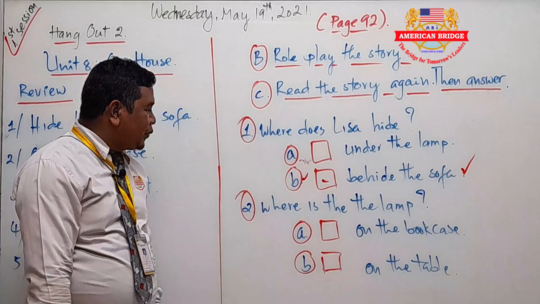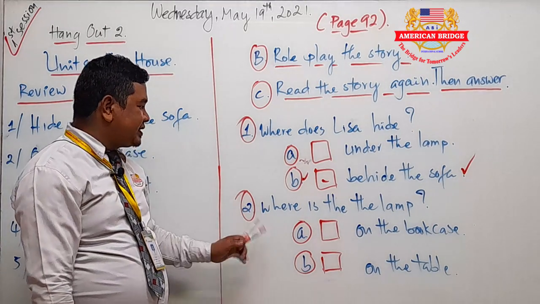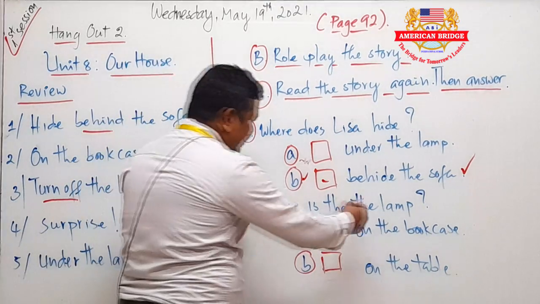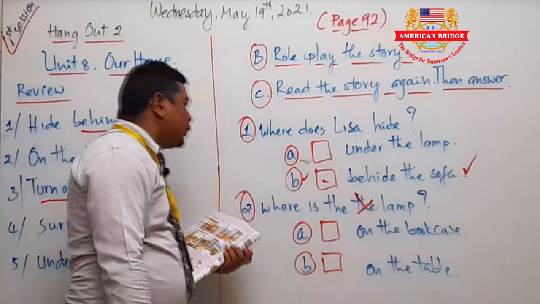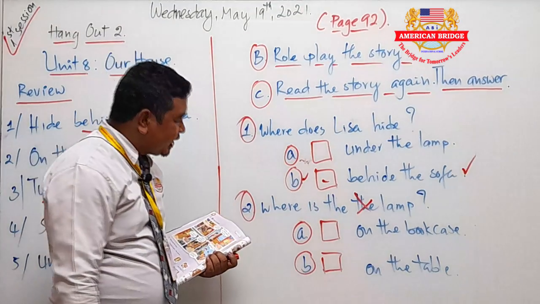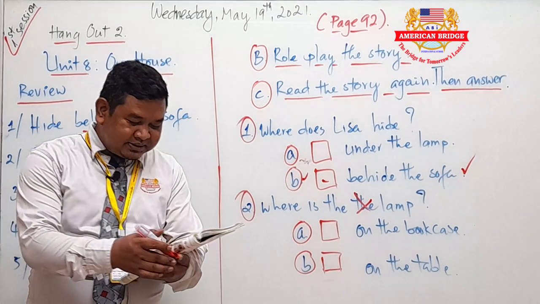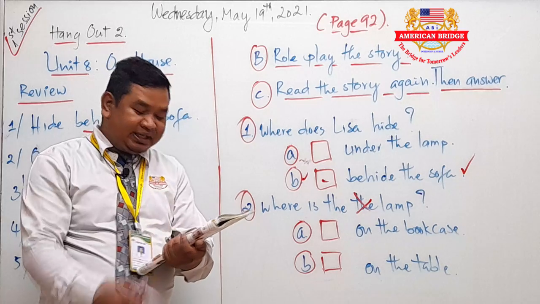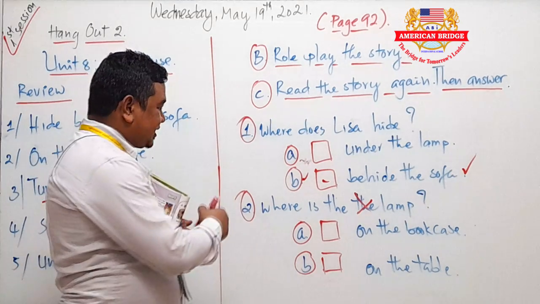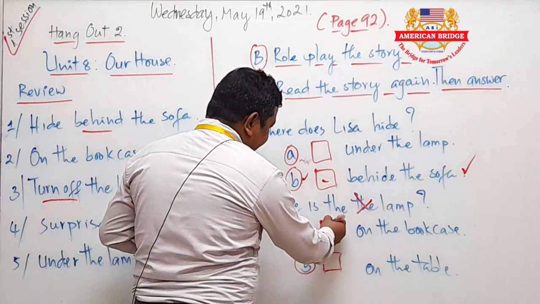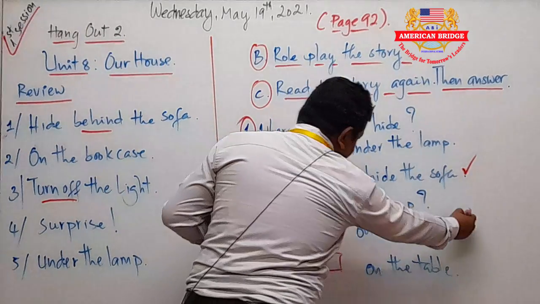So number 2, where is the lamp? Okay, I write it two times. So you have to cross this one. Where is the lamp? On the bookcase. On the table. So the lamp is on which one? The bookcase. So this one is correct. So letter A is the correct answer.